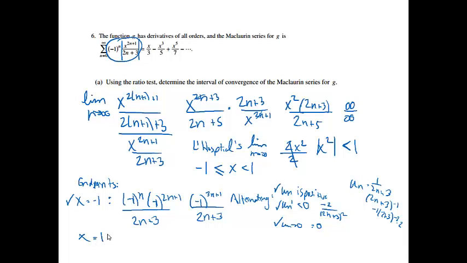So then let's check x equals 1. So when we do that, again, I'm going to go back up into my original equation. We'll get negative 1 to the n, times 1 to the 2n plus 1, over 2n plus 3. And 1 to any power is just going to be 1. So this is really just going to be negative 1 to the n over 2n plus 3.